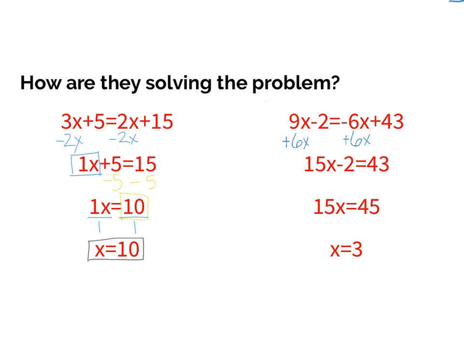So on this second one over here, because we have a negative 6x, we're going to add 6x to both sides. We have to move it with the inverse operation, which is going to give us our positive 15x right here. Then we see that we have a negative 2, so we're going to add 2 to both sides, which will give us this positive 45 right here. And then we need to eliminate the coefficient that's in the front, so we divide both sides by 15, which is going to give us our final answer here of x equals 3.